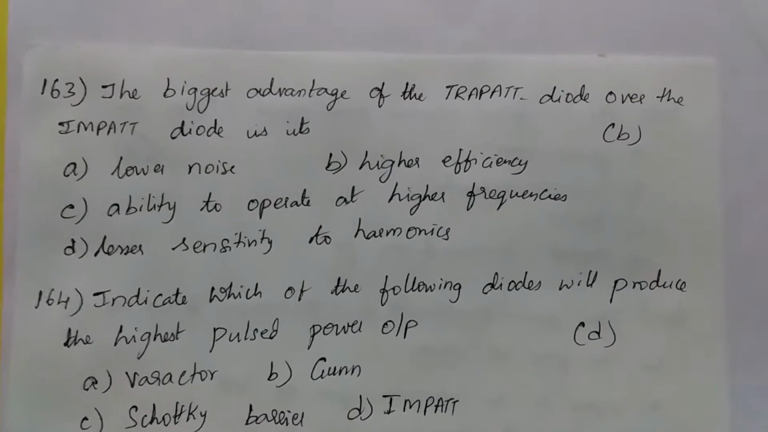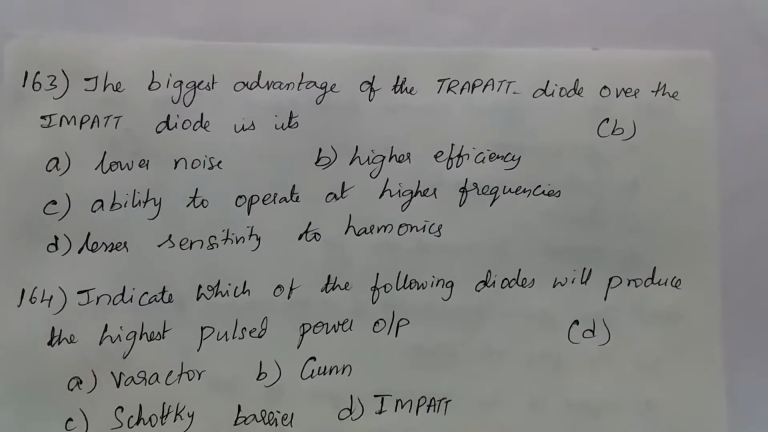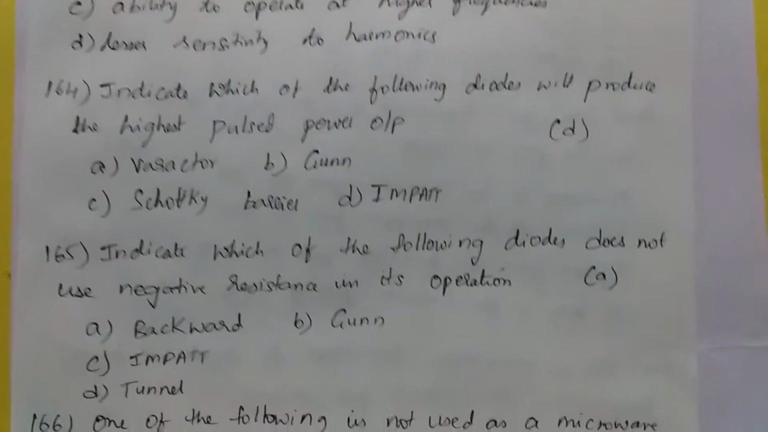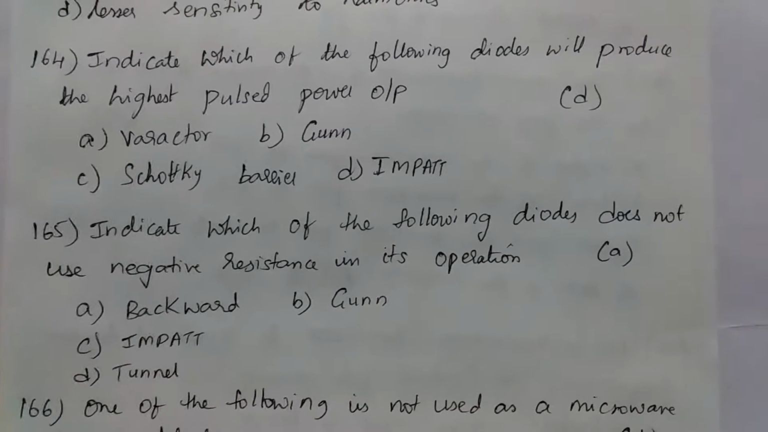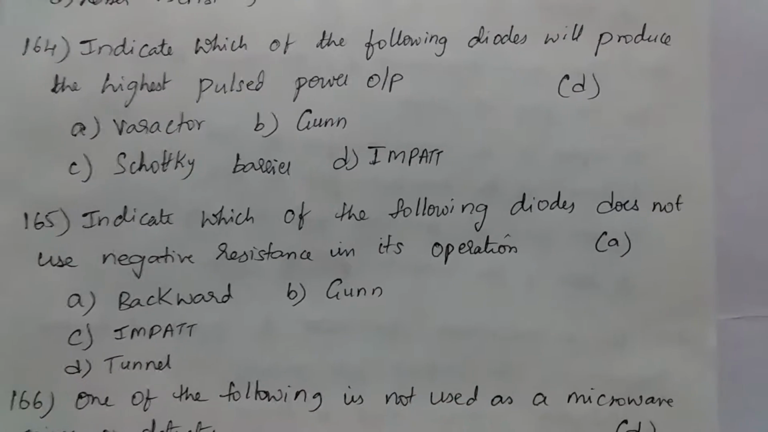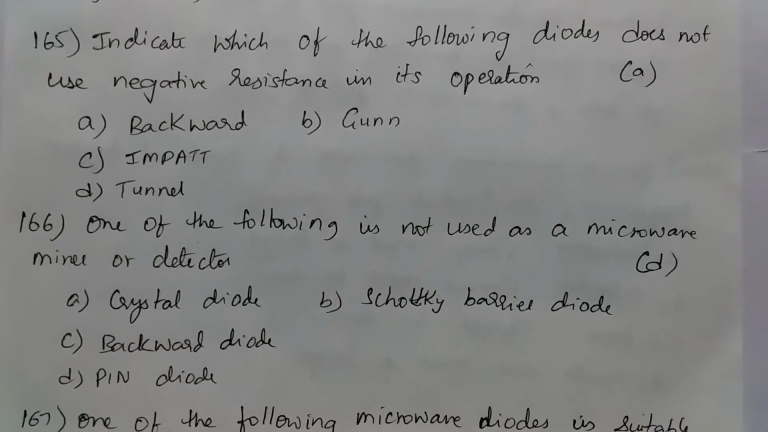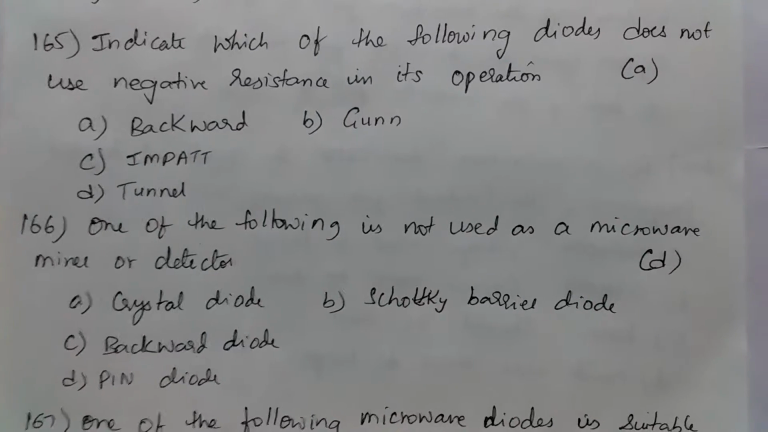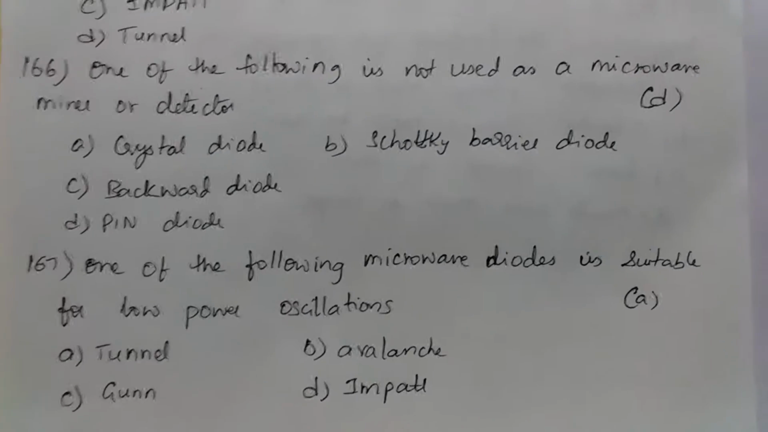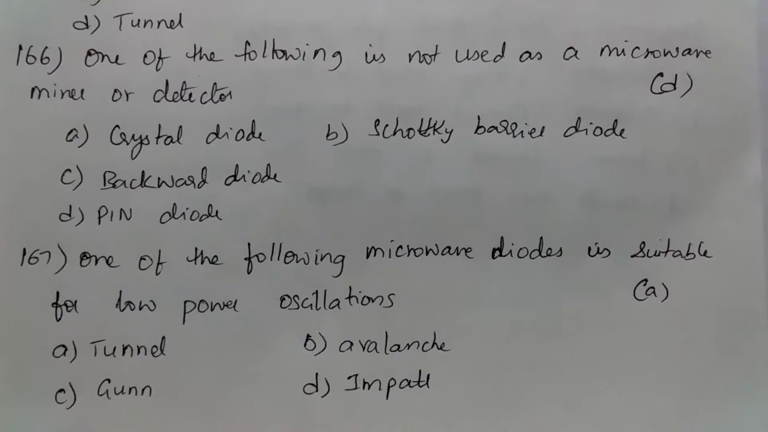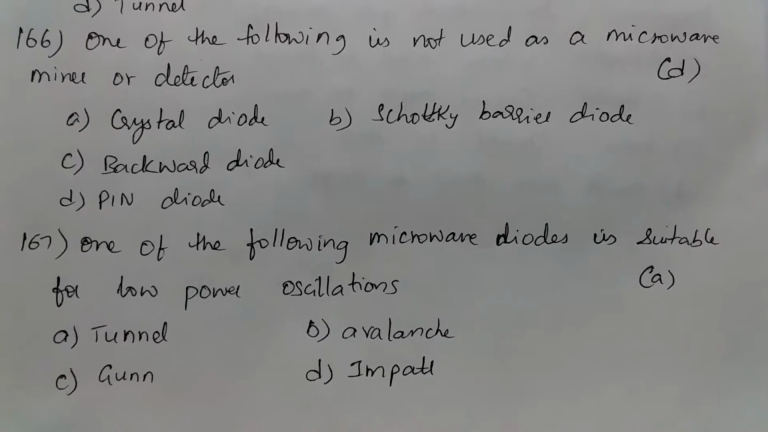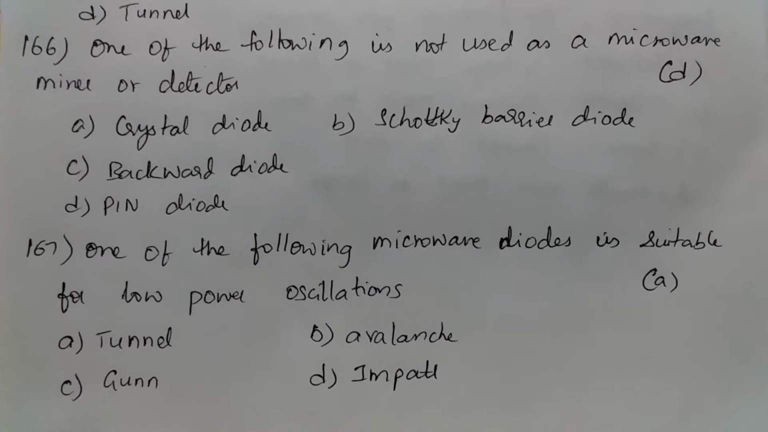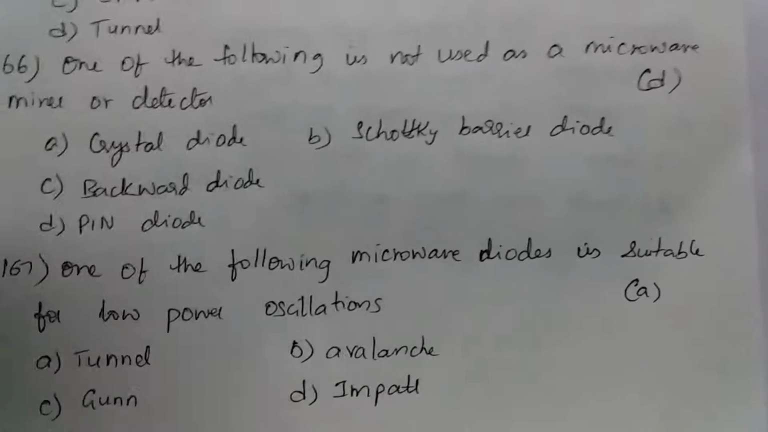The biggest advantage of trapatt diode over impatt is its higher efficiency. Indicate which of the following diodes will produce the highest pulse power output: impatt. Indicate which of the following diodes does not use negative resistance in its operation: backward. One of the following is not used as a microwave mixer or detector: pin diode. One of the following microwave diodes is suitable for low power oscillations: that is tunnel.